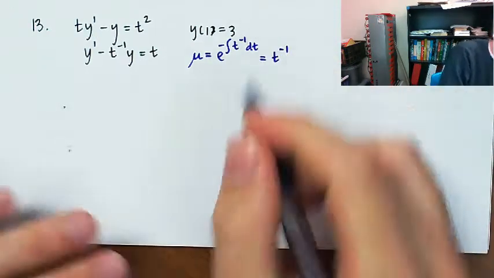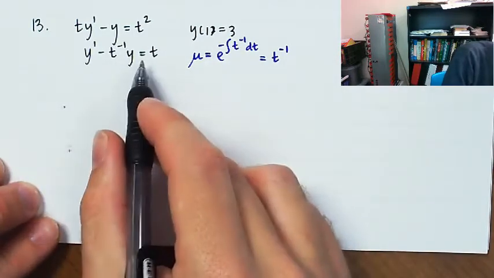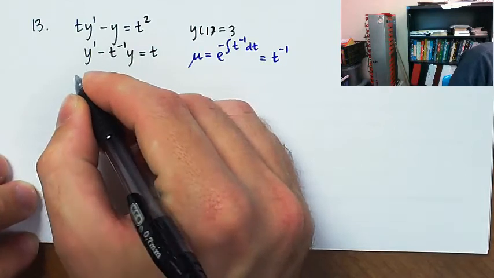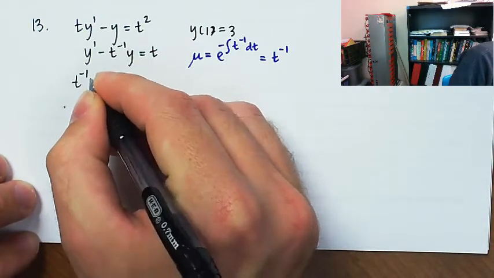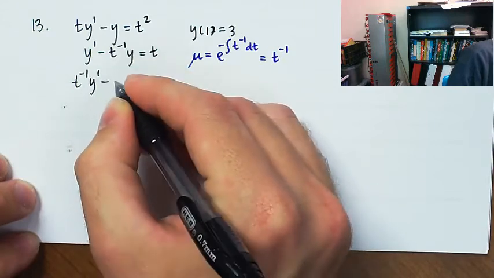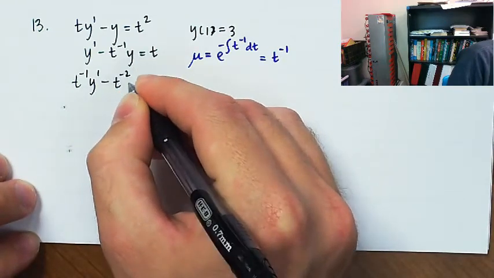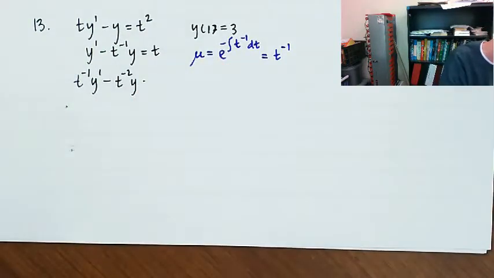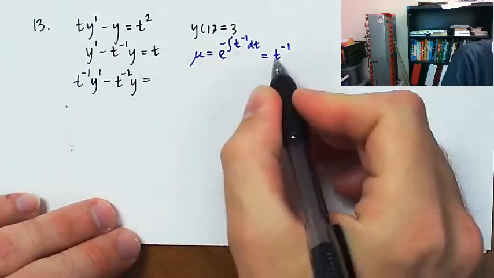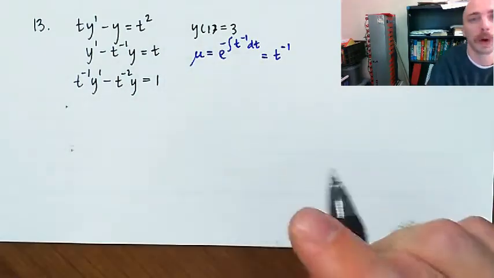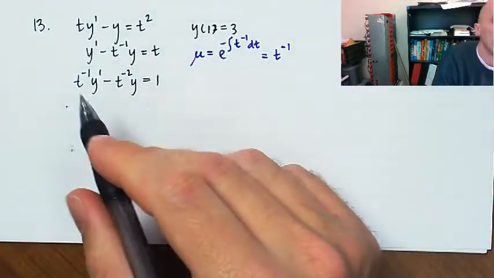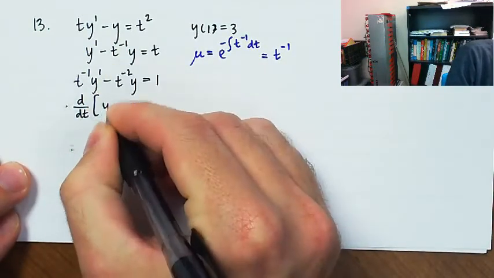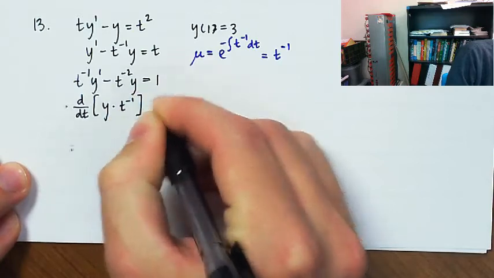Okay. So now I'm going to multiply both sides of this equation by t to the negative 1 power, and I'll have t to the negative 1 y prime minus t to the negative 2 times y. That's good, because the derivative of t to the negative 1 is negative t to the negative 2. And then that's going to be equal to t multiplied by t to the negative 1. Well, that's just going to be 1. And then this is the derivative of y times t to the negative first power.